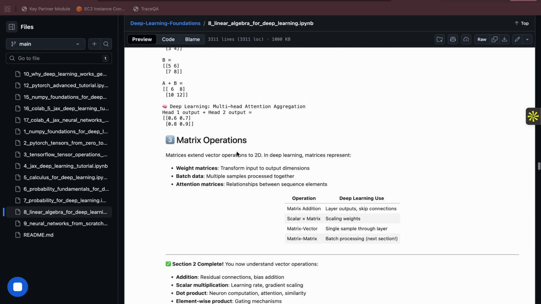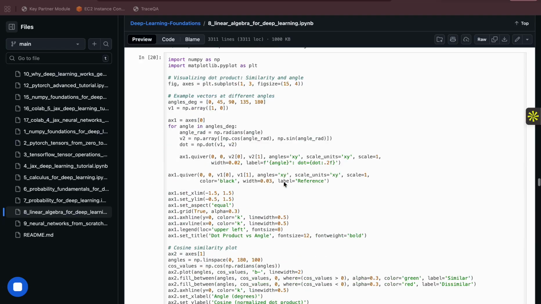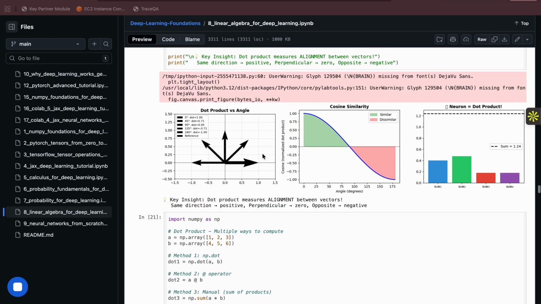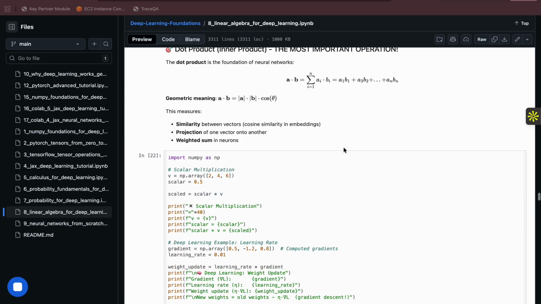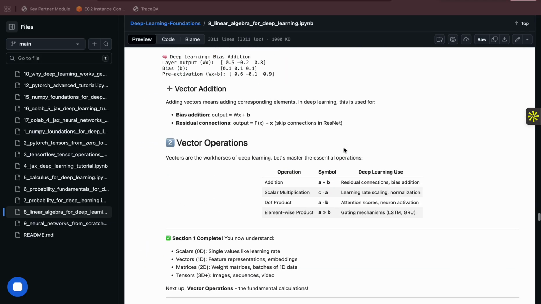So here we perform some matrix operations and show the dot product, cosine similarity, and neuron product. So that's about this Colab.